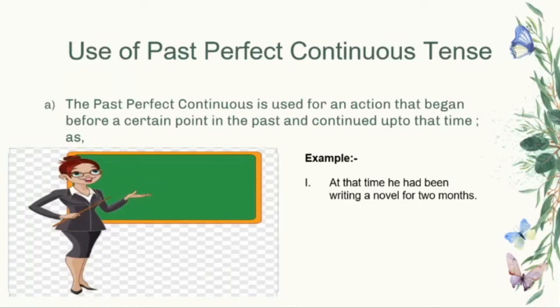Now, what is the use of the past perfect continuous tense? Children, it is used for an action that began before a certain point in the past and it is continuing up to that time. For example, at that time, he had been writing a novel for 2 months. Some action which was continuous during the past tense. So it is past perfect continuous.